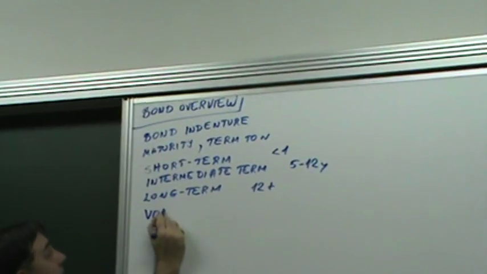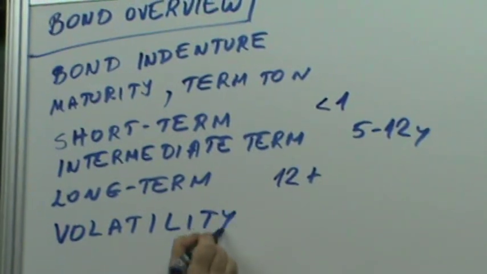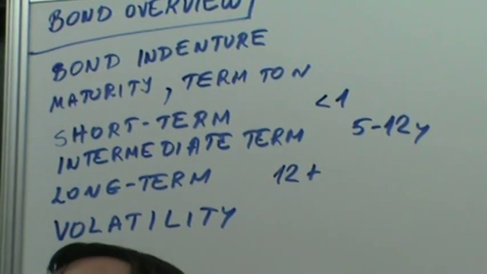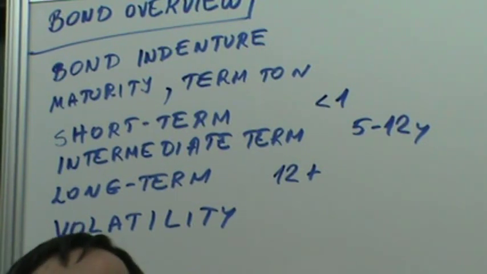All right. Next is a very simple and elementary concept of volatility. And volatility simply means price fluctuation. How much the price varies.